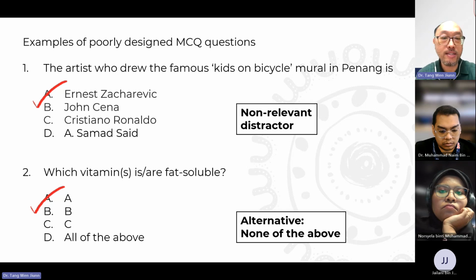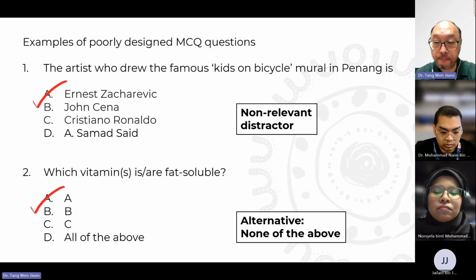If your intention is for them to choose only one answer, but you put there all of the above or none of the above, then that option itself is very distracting. Students who maybe don't know the answer will surely choose that. So it's considered a poorly designed question.